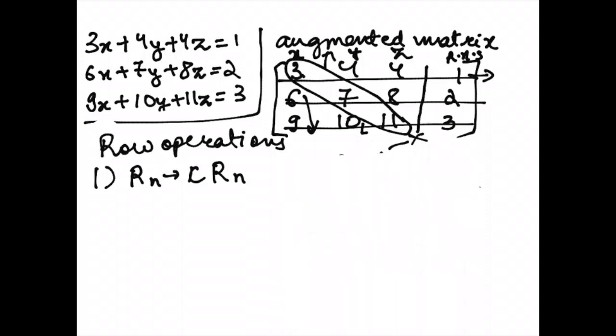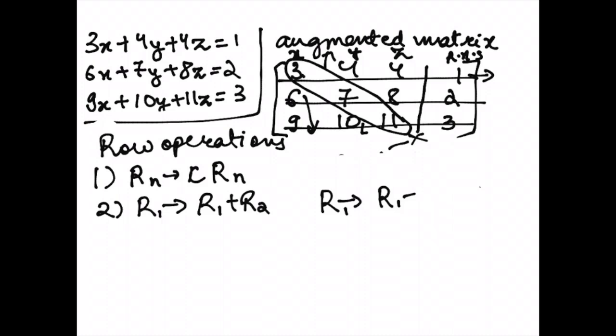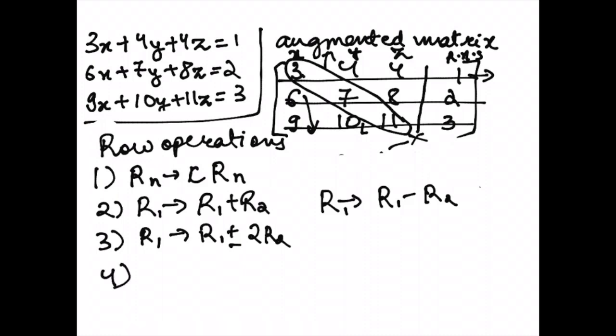The second thing you could do is add one row to another row, or subtract one row from the other row. Third, you could add a scalar multiple of one row to the other, or subtract a scalar multiple of one row from the other. Fourth, you could flip 2 rows.